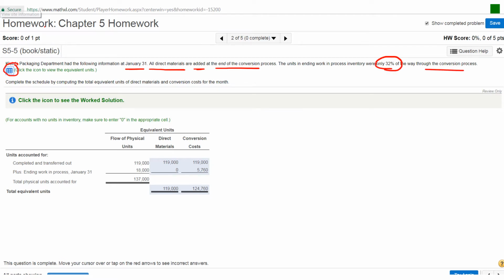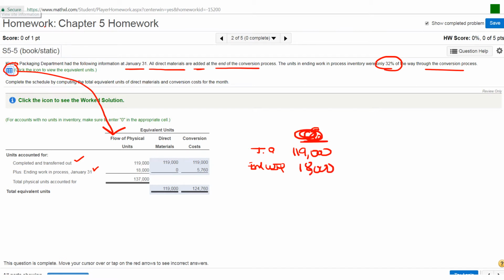And then this icon, I already clicked it, but essentially when you click this icon, they're going to show you this part. They're going to already give you the physical flow of units. They will tell you completed and transferred out, and they will tell you the ending work in process units. What they will not tell you is how to get the equivalent units. So the way you would get the equivalent units essentially is we have to look at our percent completion. So what I tend to do in my classes, I always set up a percent complete column where I've got my transferred out units and I've got my ending work in process units. In this case, again, they told us 119,000 and 18,000 was the numbers.